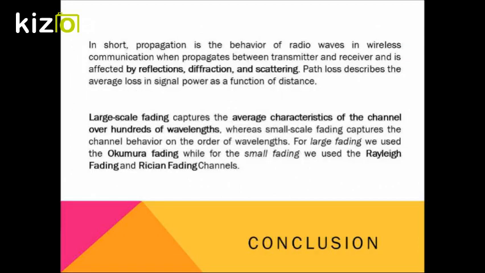In short, Okumura fading is used in large-scale fading to capture the average characteristic of the channel over hundreds of wavelengths, whereas small-scale fading captures the channel behavior on the order of a wavelength, and thus we use the Rayleigh fading and Rician fading channels.